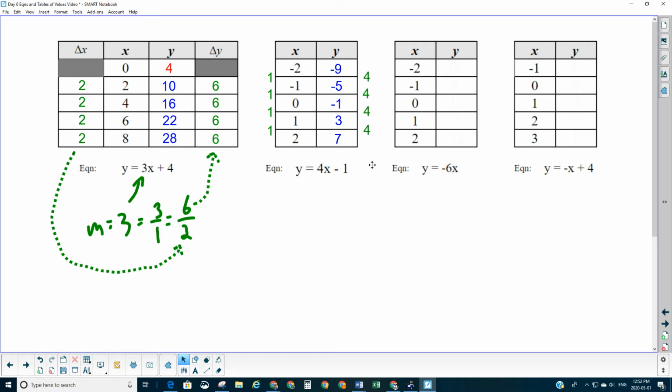Again, check our equations and make sure it makes sense. Plug in 2. 4 times 2 is 8. Minus 1 is 7. Even a -1. 4 times -1 is -4. Minus 1 is -5.